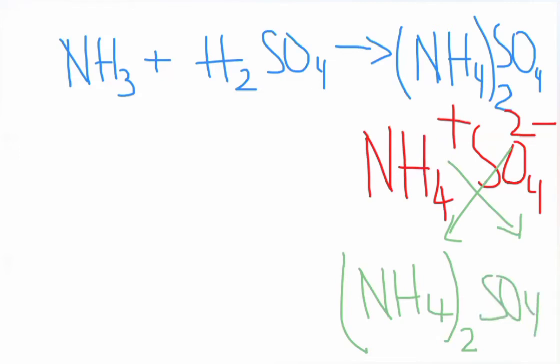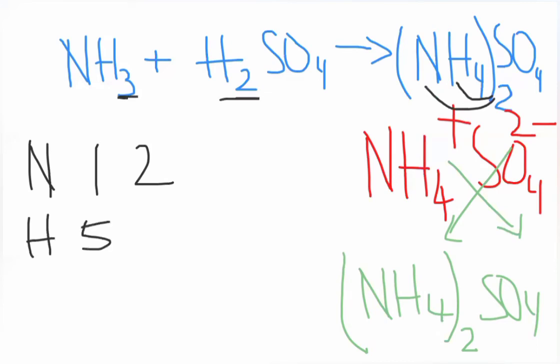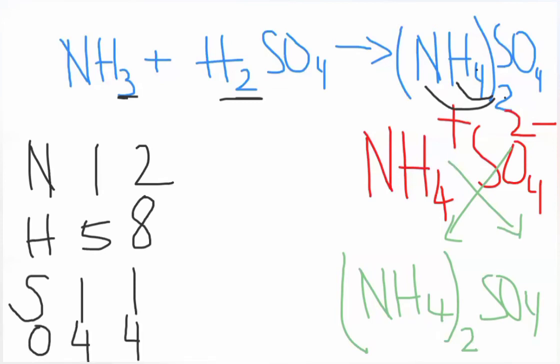Okay, let's see. We have 1 nitrogen on the left hand side, 2 on the right hand side, because this 2 is being multiplied with both the atoms. We have 3 plus 2, 5 hydrogens over here, and 4 times 2, 8 hydrogens on the right hand side. Then we have 1 sulfate on both sides, and we have 4 oxygen here, 4 oxygen there. We have all these 4 atoms.